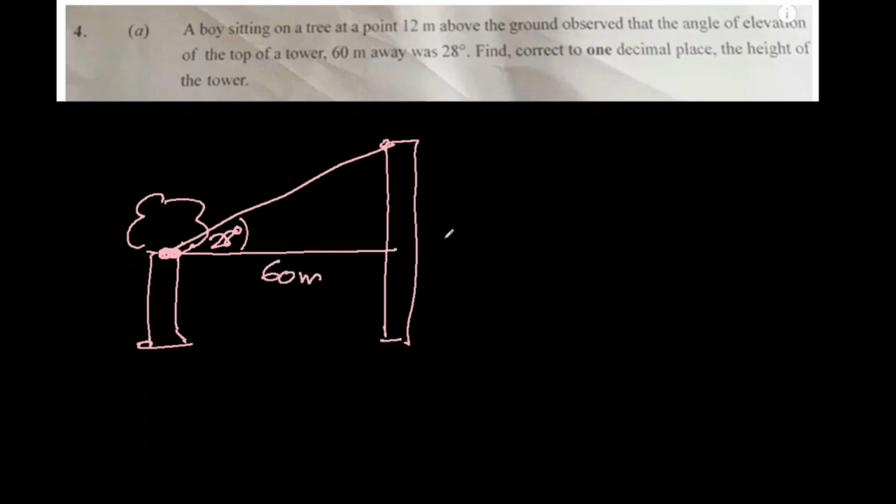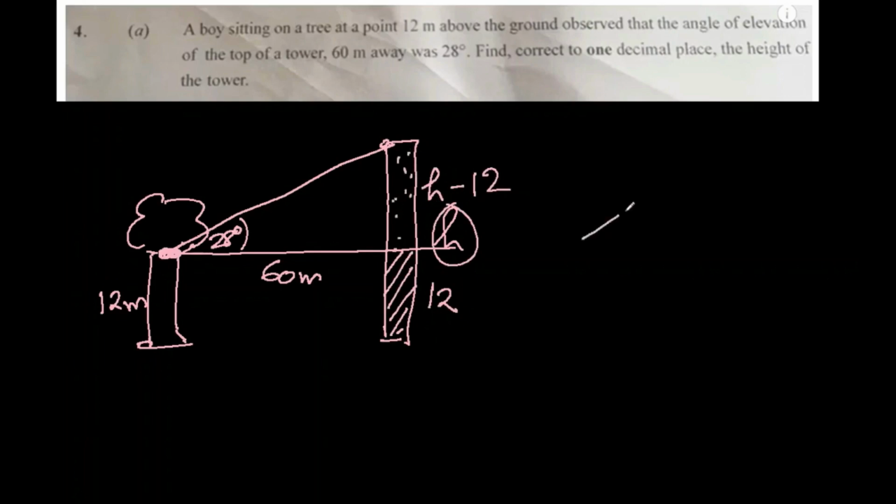What is the height of the tower? Let's say this is h. Okay, so he is sitting 12 meters above ground, so this is already 12. So that means this and this is already 12, and this is h minus 12. Since 12 are gone out of h, the remaining one is h minus 12.